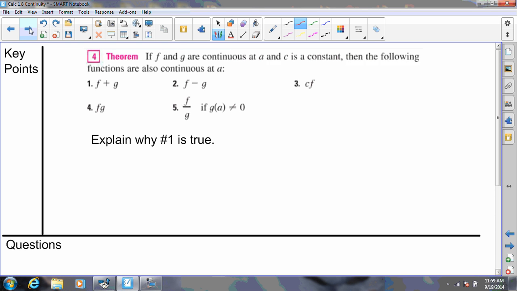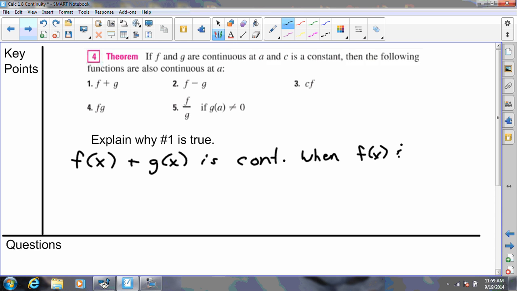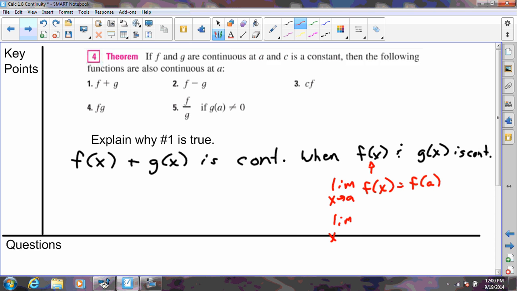All of them are based on our limit values. Why does this first one have to be true? We are saying f of x plus g of x is continuous when f is continuous and g is continuous. Why does this have to be true? Well, think in terms of our limits. The limit as x is approaching a of f of x equals the function value f of a. And similarly, the limit as x is approaching a of g of x is equal to g of a. That's what the definition of continuous tells us.